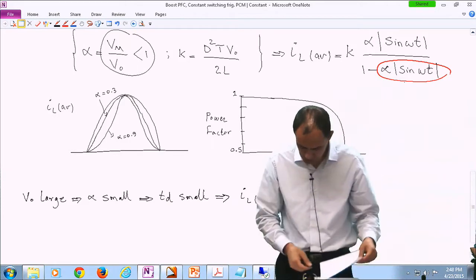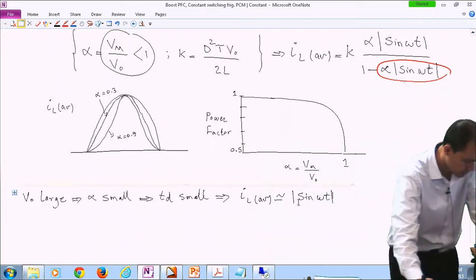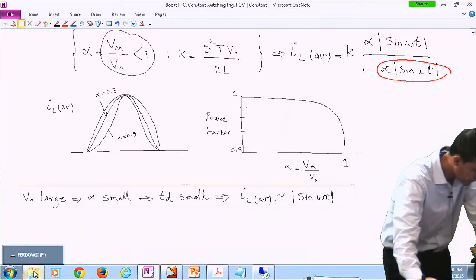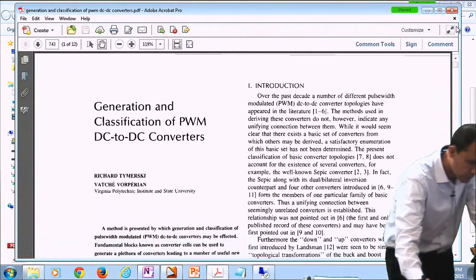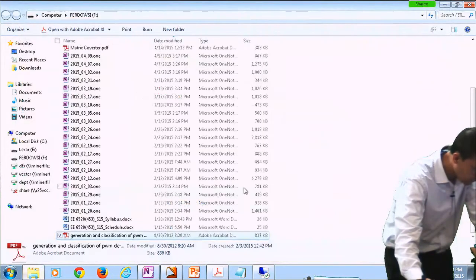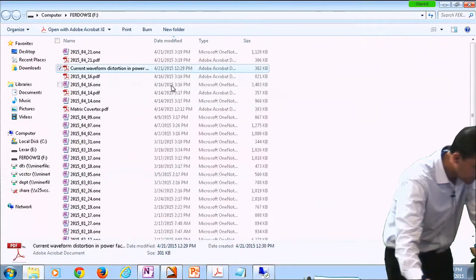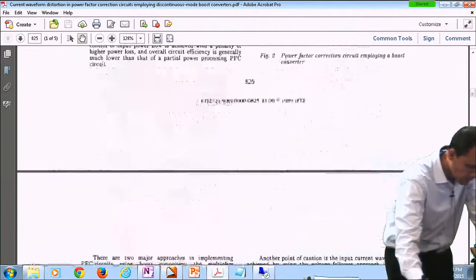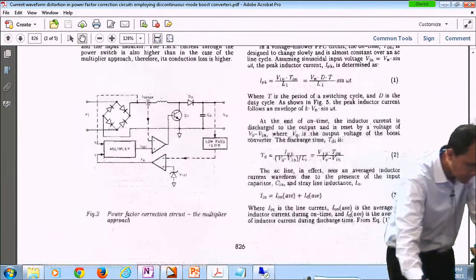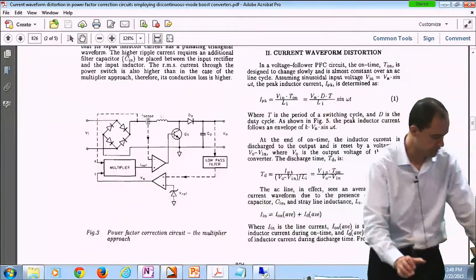This paper is also uploaded on Blackboard, in case you are interested. Take a look. It's a very simple, straightforward paper. This is not what we're looking for. Oh, here it is. So the simple math that we went through is coming from the paper. If you want more references, you can take a look at it.